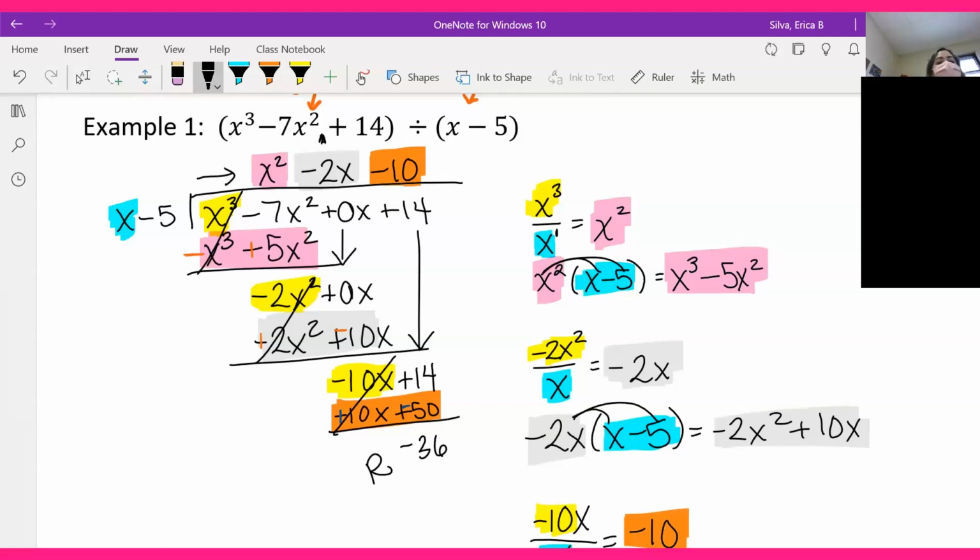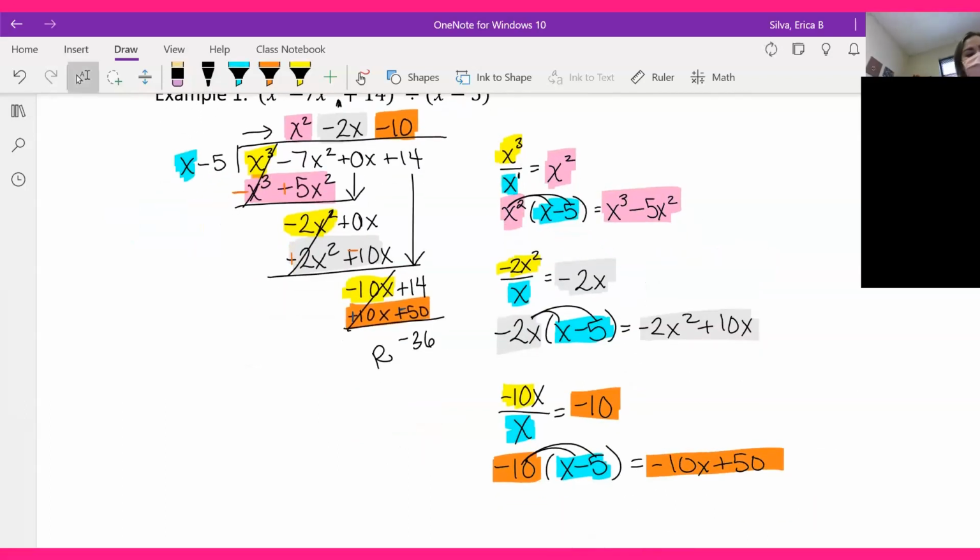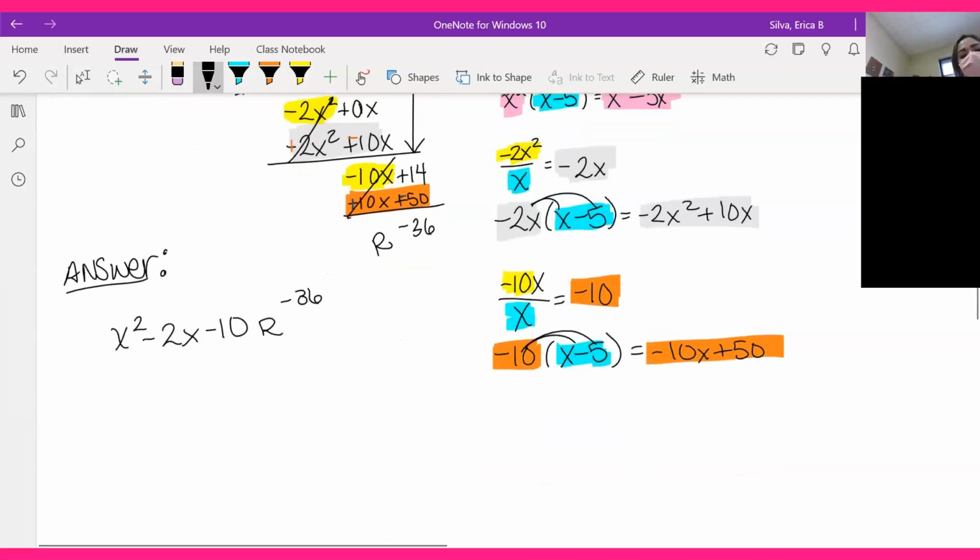Now, the way you write remainders with polynomials, go ahead and put a little answer box here. We have x squared minus 2x minus 10, then remainder. The remainder becomes the numerator, and the denominator is the divisor.